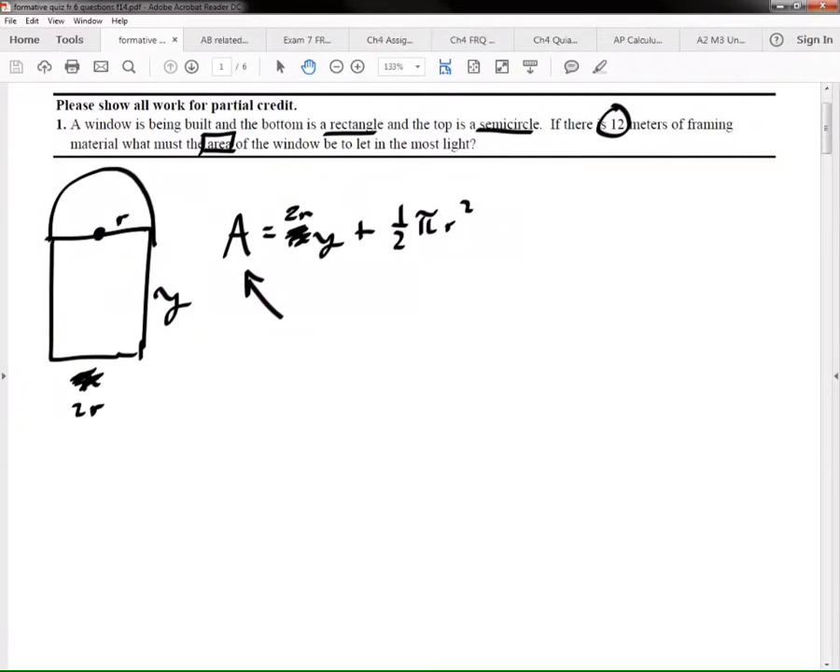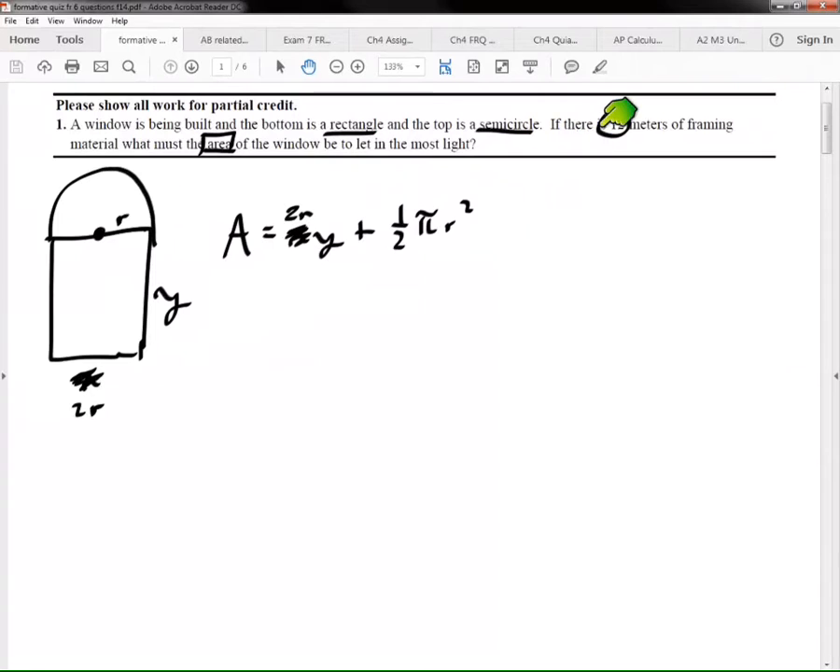But remember, when you take the derivative, you're taking the derivative with respect to something. And you don't want to have 2 variables here. We have an r and a y. We want to take the derivative with respect to just the r or just the y. So, is there another equation that we can create in this problem that relates the r and the y together?